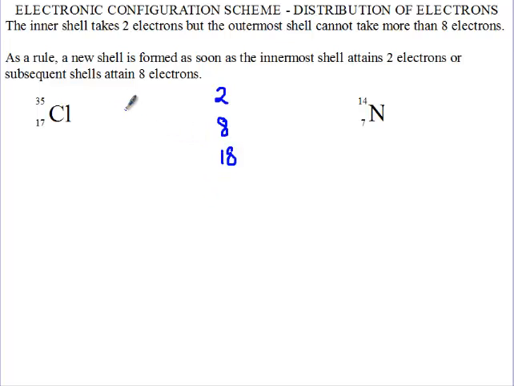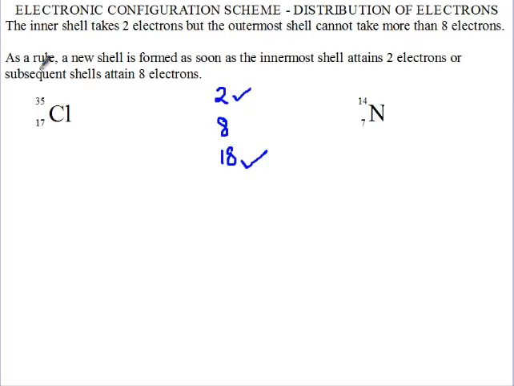Now we are going to see something a bit different. Over here, we see that the inner shell takes 2 electrons. So that is right. But the outermost shell cannot take more than 8 electrons. According to Bohr, the third shell would have taken 18 electrons, but the outermost shell cannot take more than 8. So once you get to 8, a new shell is formed, and then you put 8 electrons on that shell, and then you keep adding new shells as long as you have more electrons after putting 8 on the previous one.